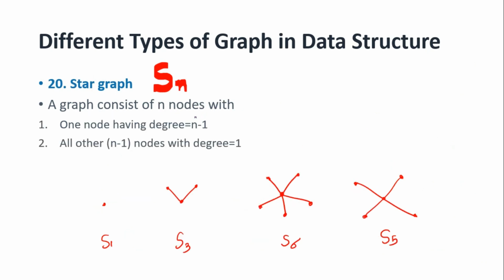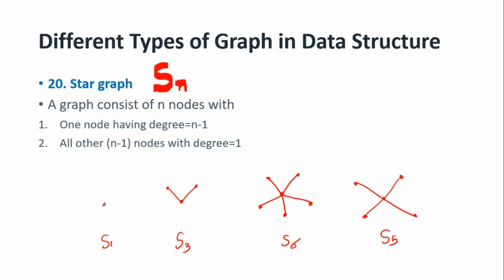Star graph. A graph which is star shaped, or a graph which consists of n vertices or n nodes, in which there is only a single vertex whose degree is n minus 1 and all other vertices have degree 1, then such a graph is called a star graph. A star graph is represented by the symbol S subscript n, where n is the number of vertices.